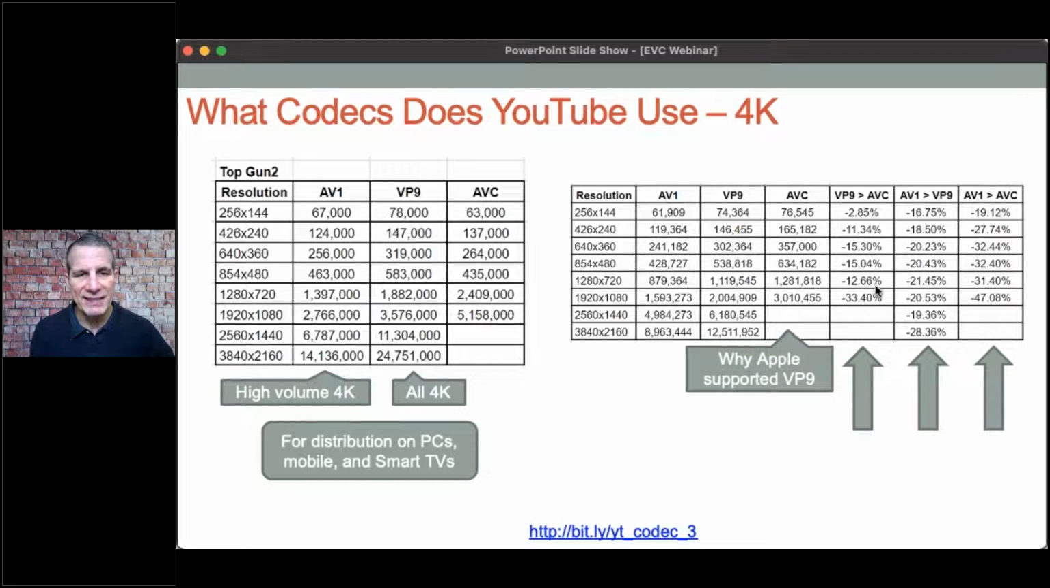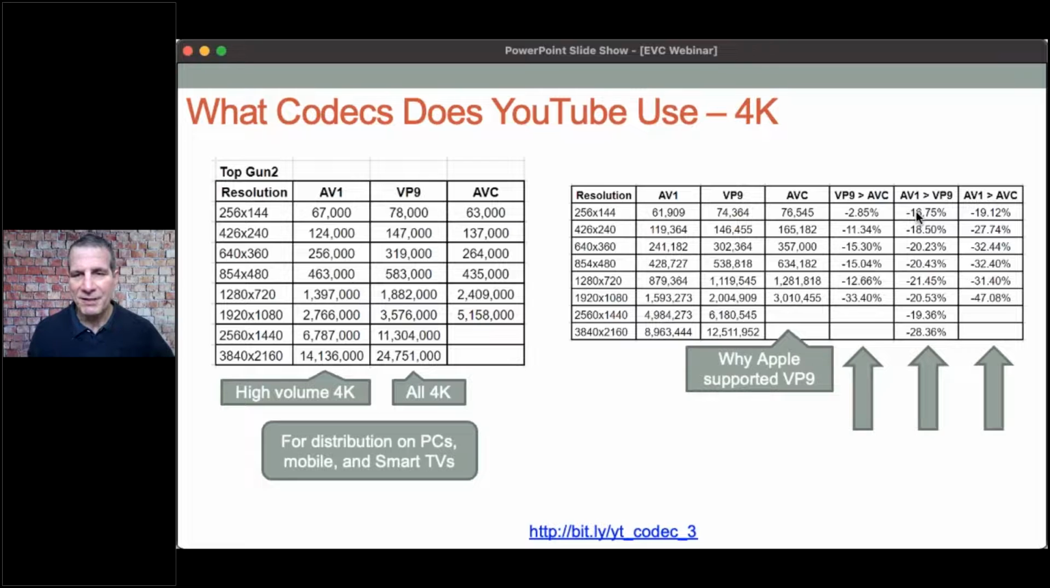VP9 versus AVC was around 33%, and this is just based on the sizes of the files that I downloaded from YouTube. AV1 as compared to VP9 at 4K is around 28.36% more efficient, which is pretty impressive. And same in AV1 as compared to AVC, for 1080p, we're seeing 47% gains. So this is the whole discussion.